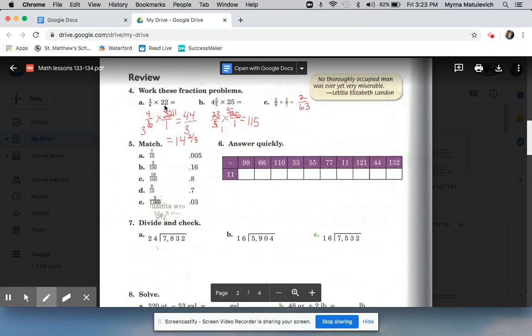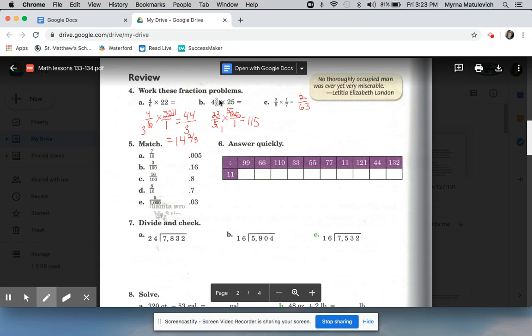4/6 times 22 is 4/6 times 22 over 1. I canceled by dividing 2 into 6 and 2 into 22. 4 times 11 is 44. 3 times 1 is 3, but that's improper. So 44 divided by 3 is 14 2/3.